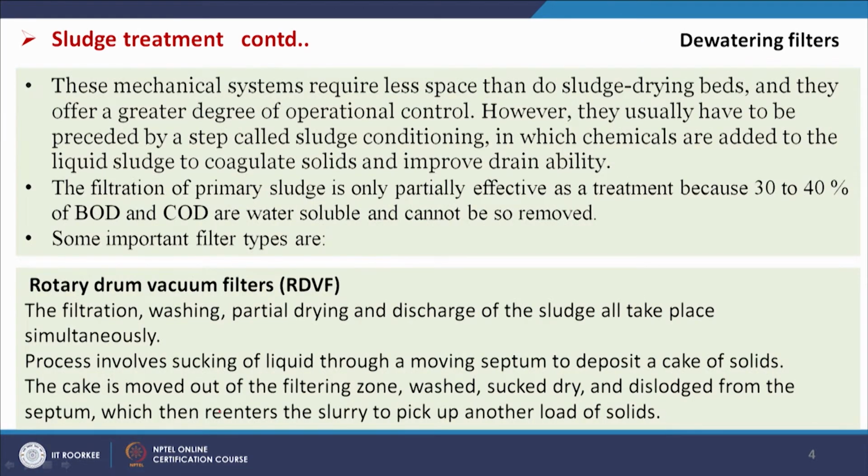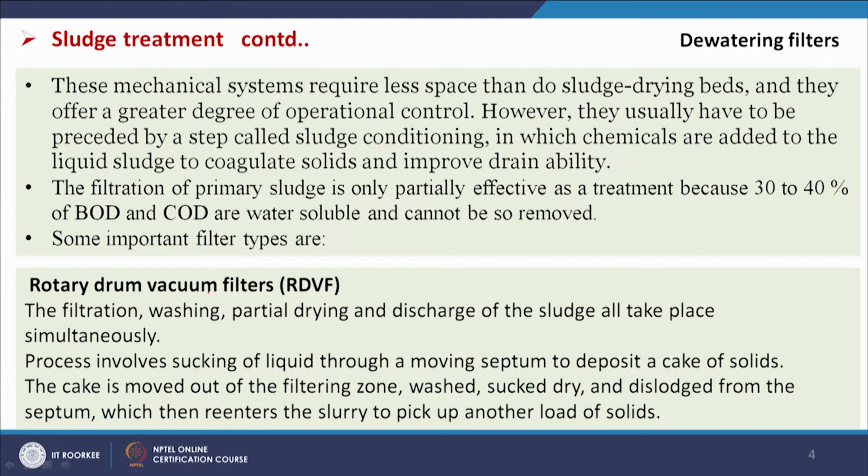Now, we will see different types of filters used for dewatering purpose. These are mechanical systems which require less space than sludge drying beds, and they offer a greater degree of operational control. However, they usually have to be preceded by a step called sludge conditioning, in which chemicals are added to the liquid sludge to coagulate solids and improve drainability. The filtration of primary sludge is only partially effective as a treatment, because 30 to 40% of BOD and COD are water soluble and cannot be removed. Some important filter types are rotary vacuum filters, plate and frame filters, and then we will see centrifuge and belt filter, etc.